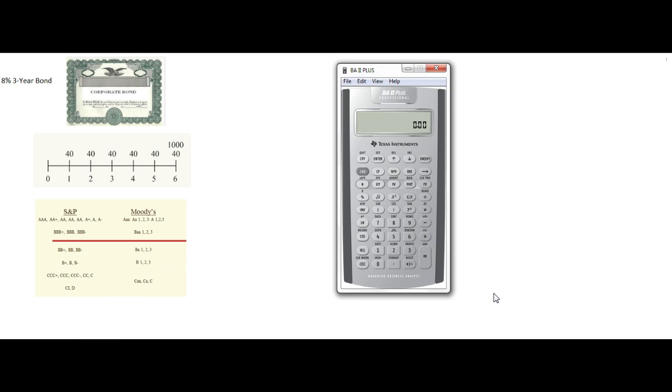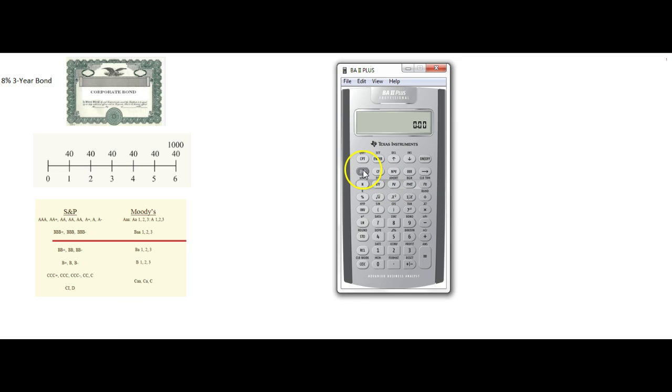Let's assume interest rates have gone up. And why would our required interest rate go up for this bond? Well, maybe interest rates in general have gone up, or maybe the credit rating of this company has gone down, and so there's more risk. So let's pretend like we require a 10% return to buy this bond. How much should we pay?